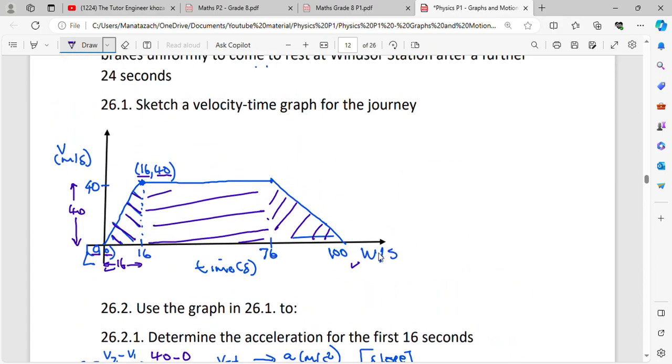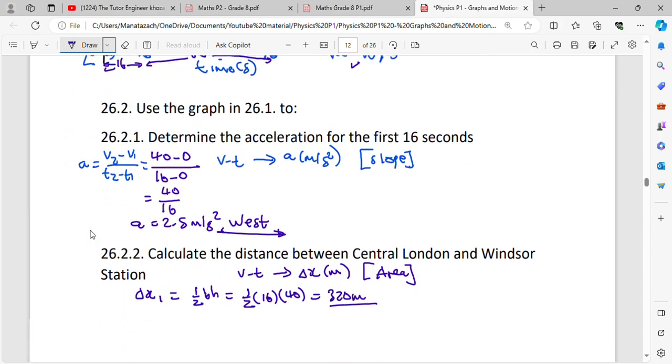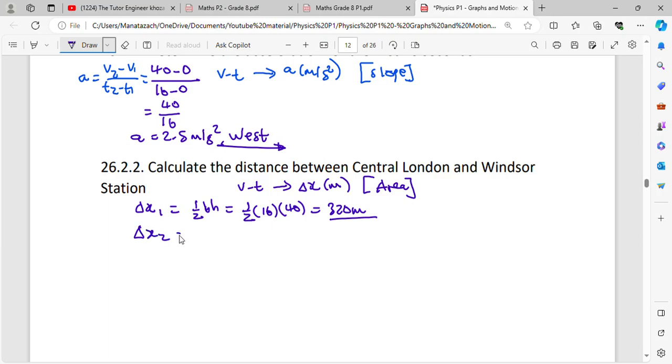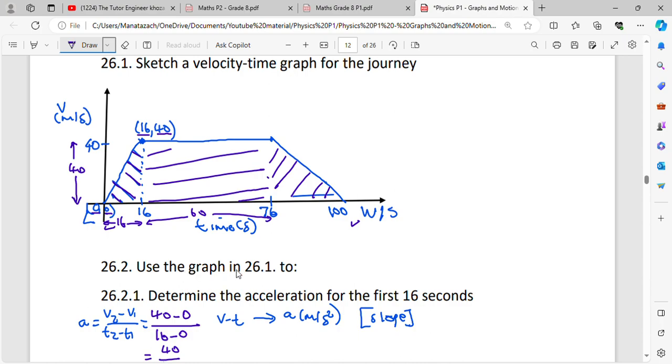And then let's calculate x2. Likewise, the base is going to be 60 seconds, and the height is the same as 40. For a change in x2, because it's a rectangle, the area is base times height. The base is 60 and the height is 40. So 60 times 40 gives us 2,400 meters.